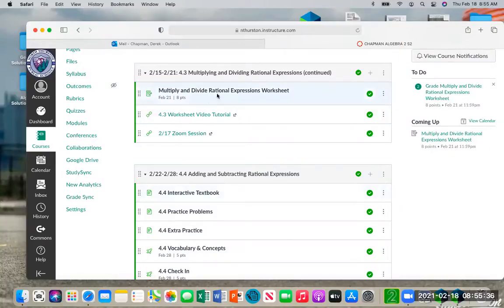The first thing that you got, or the only thing you have this week, is right here, 4.3, multiplying and dividing rational expressions. You'll notice that it says continued because what we did last week, we're doing the same thing this week, just re-emphasizing things, specifically doing a little bit more simple problems. I don't know why. This is the first year we've used this book.